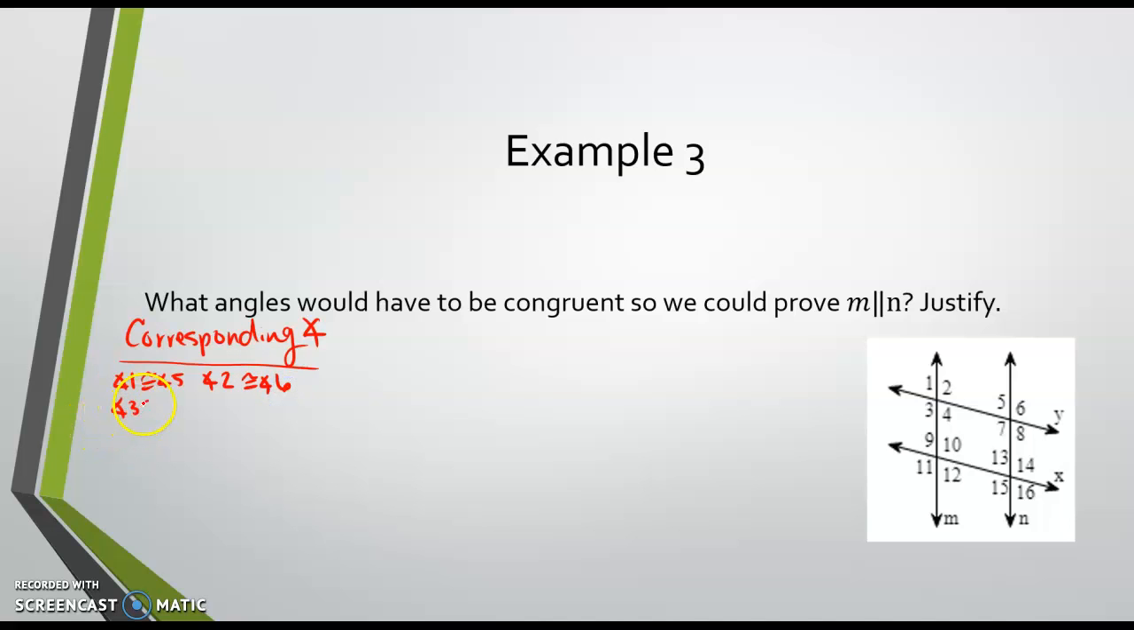Angle 3 congruent to angle 7. Angle 4 congruent to angle 8. And again, the reason I'm doing those angles is because we want proof that M and N are parallel. So I'm choosing angles that are on both M and N. I'm not going to be choosing an angle from Y and an angle from X. Right now we're focused on M and N.